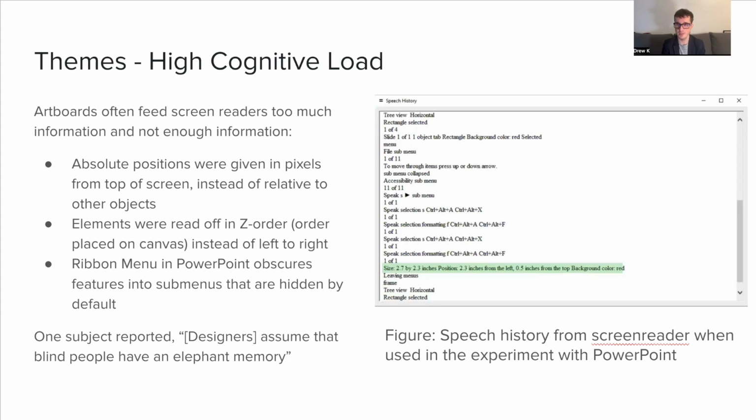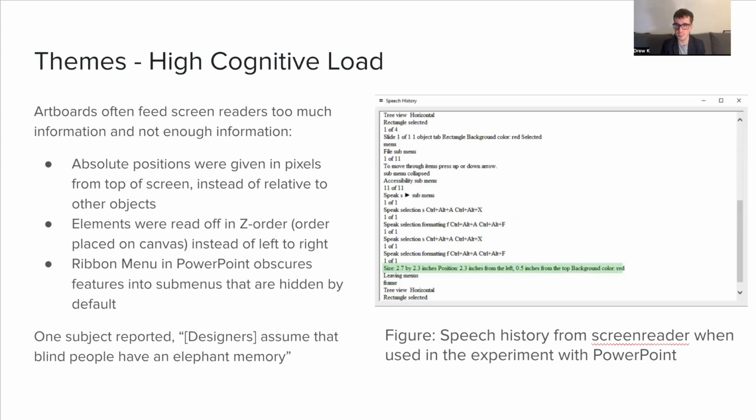A screenshot of using Microsoft PowerPoint is provided, which shows how much information is coming at blind users when they attempt to make simple manipulations using this app. Many users expressed frustration that absolute pixel units were given, with one user asking, "How many pixels big is the slide?" Most users expected the elements of an artboard to be read from left to right, but unfortunately, all artboard software tested provided the elements in the order that they were placed on the artboard, also known as the Z order.